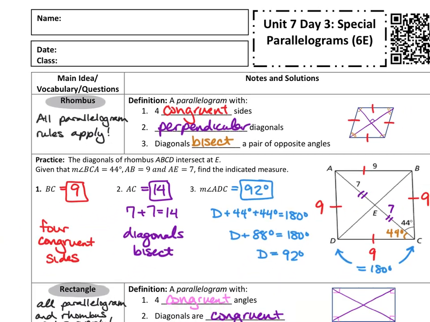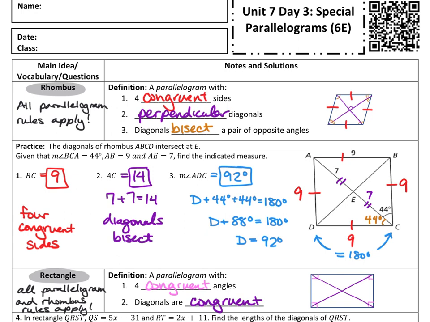So if you look at the questions here, if AB is 9, what's BC? 9. All of the sides are congruent, so they're all the same measurement. For AC, I'm looking for the entire diagonal. If this piece of the diagonal is 7, what's this piece? 7. That's left over from a parallelogram rule. Parallelograms said that the diagonals bisect each other. So what one side of a diagonal is, the other side of the diagonal is.